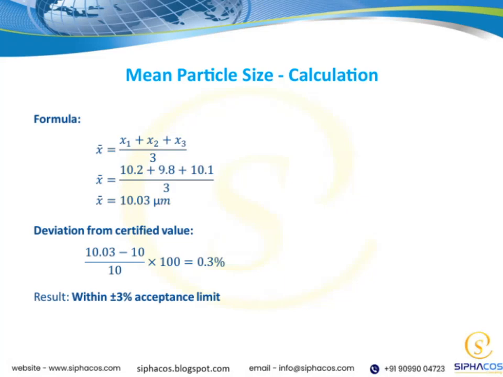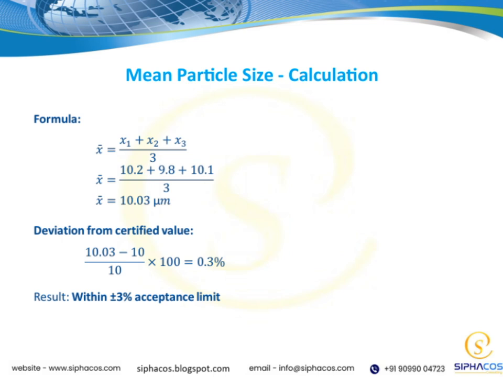Let's take a look at the calculation of the mean particle size. This is a crucial step because understanding the average size of particles helps us evaluate the quality and performance of our material. When we talk about mean particle size, we're essentially trying to find a representative value that summarizes the distribution of all particle sizes in our sample.